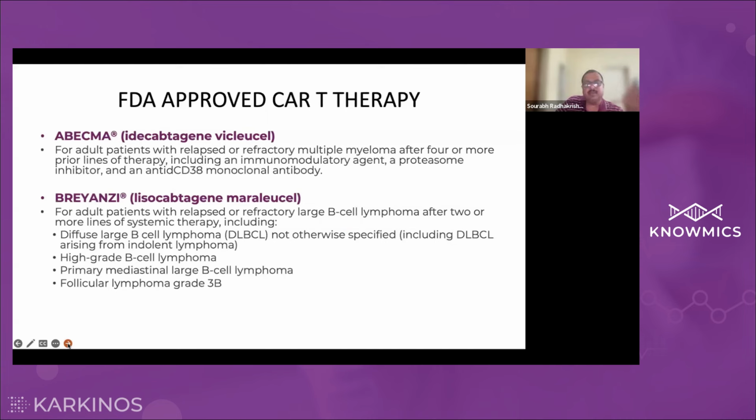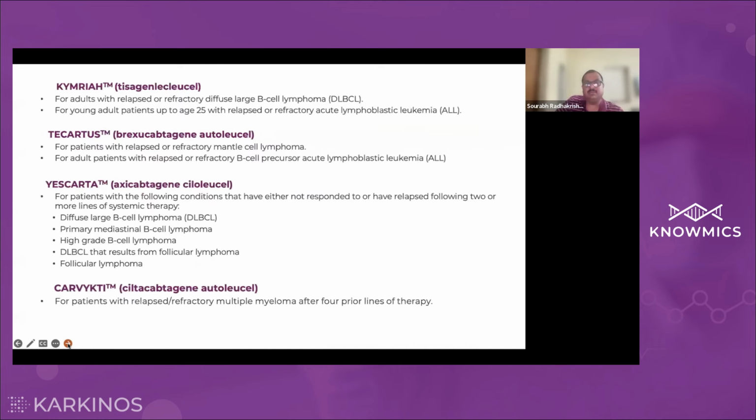The other one is Breyanzi. This is for patients with B-cell lymphoma, either DLBCL after 2 or more lines, high-grade B-cell lymphoma, primary mediastinal B-cell lymphoma, and follicular lymphoma grade 3. In other words, any of the aggressive B-cell lymphomas. The third molecule was Kymriah. This was actually the first one which came about, and the initial approval was only for young adults and adolescents with relapsed refractory ALL. Later on it was approved for relapsed refractory DLBCL for any age group.